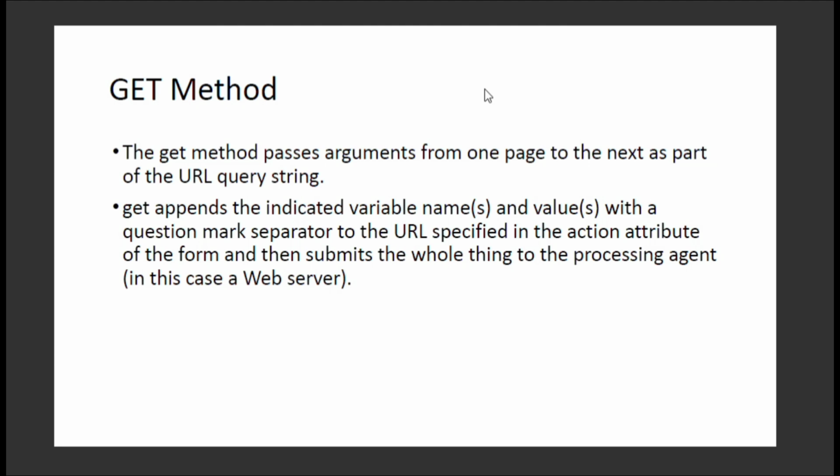The URL query string means the GET method appends the data in the URL. GET appends the indicated variable names and values, with a question mark separator, to the URL specified in the action attribute of the form, and then submits the whole thing to the processing agent. The processing agent in our study is the web server.